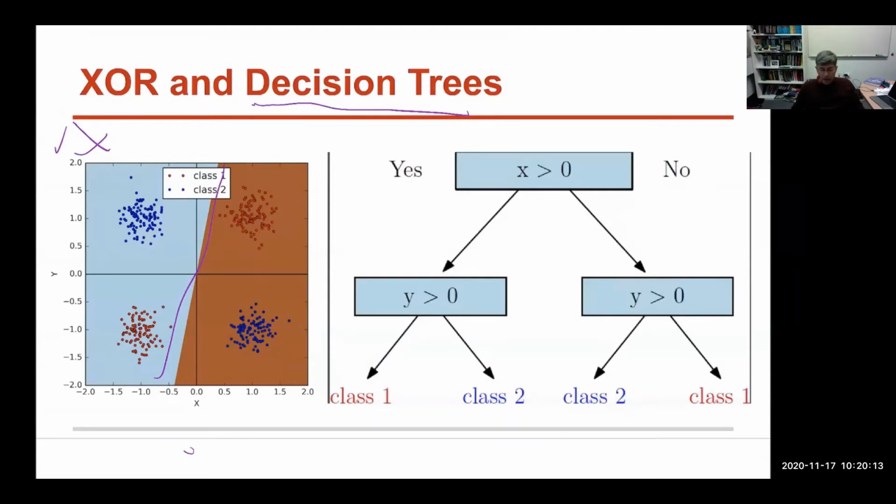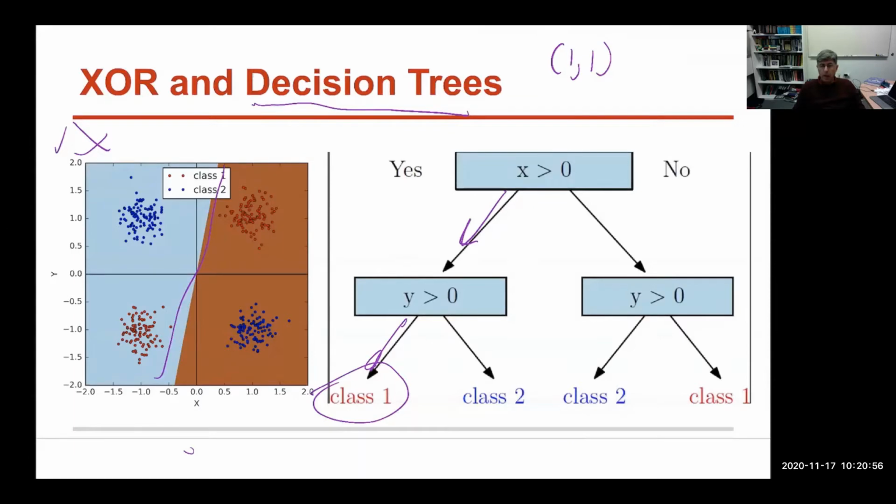In order to classify a particular example, we walk down the tree and do its tests. Suppose we have a point, 1, 1. Is X greater than 0? Yes, so we go down this branch. Is Y greater than 0? Yes, so it would be in class 1. Does everybody see that if we have a set of numerical values, we can turn each variable into a binary test by saying, is it above or below a threshold?